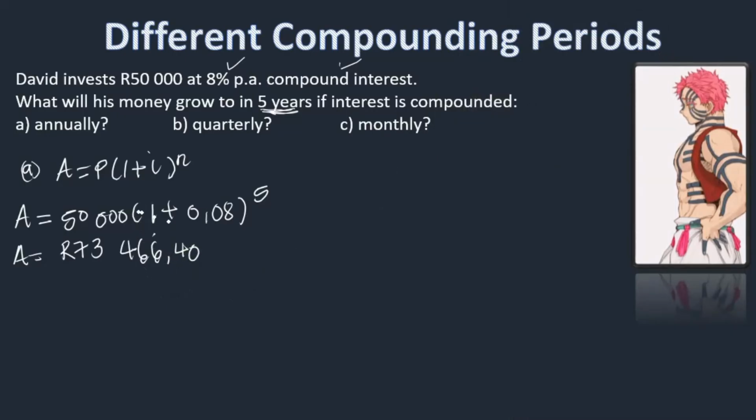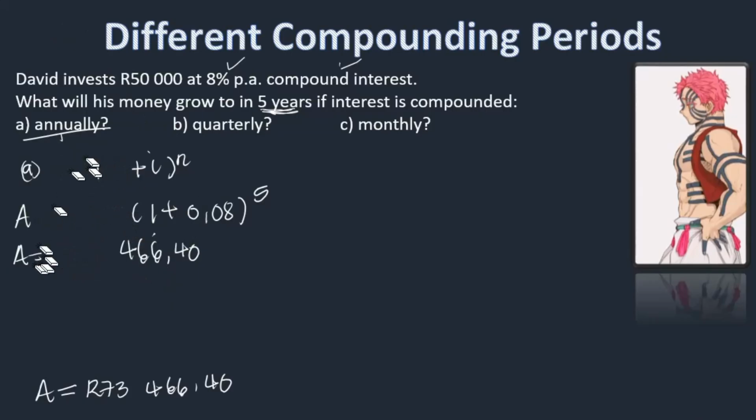So this is the amount that is being accumulated annually, right? And then I'm going to write it here. My A is equal to 73,466.40. That's for question A. Now I'll erase everything else here.